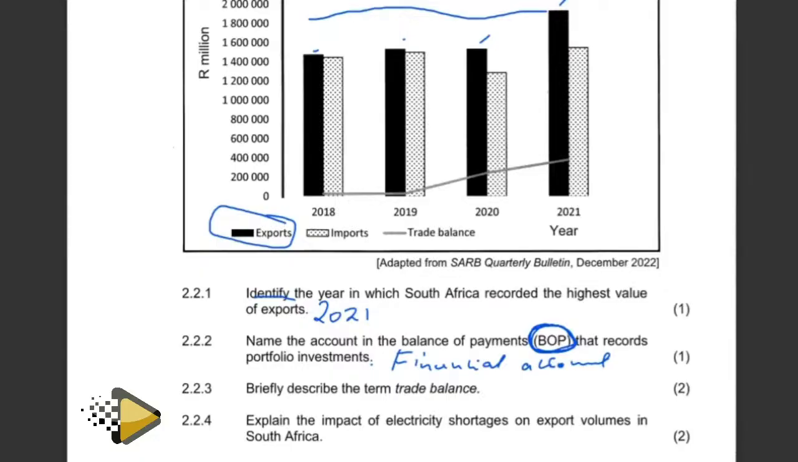So we simply mean that in this regard, we refer to the value of the exported goods, plus gold exports, less the value of the imported goods.